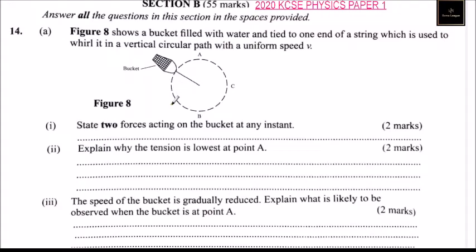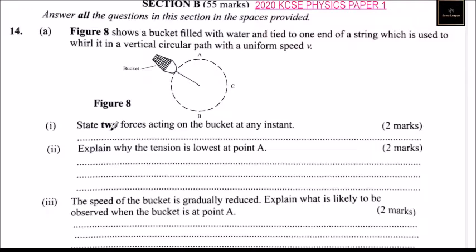Question number 14, and this is section B, which carries 55 marks. You are supposed to answer all the questions in this section in the spaces provided. So part A of question number 14, figure 8 shows a bucket filled with water and tied to one end of a string, which is used to whirl it in a vertical circular path with a uniform speed, that is the velocity. So we have a bucket here with water, so it is being whirled around vertically.